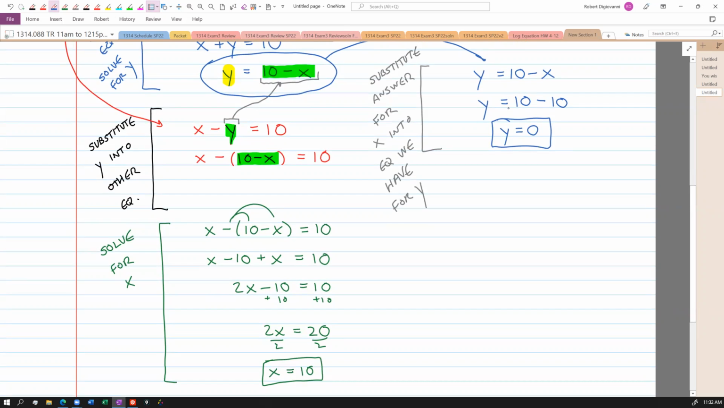Now you got that just by looking, right? But that's because the equations were easy. If the equations get harder, you have to have a method. So this is the method. All right.